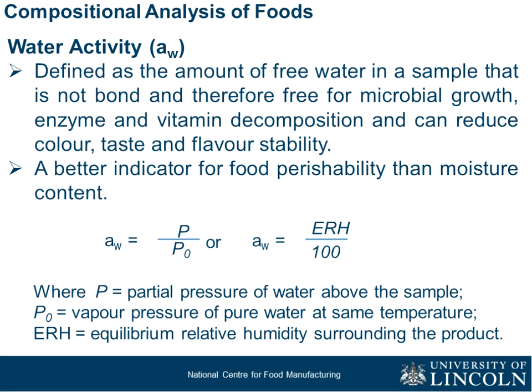If your water is bound to the food, it is not making itself available for microbial growth. You're going to see some variation in moisture content in some foods, and some foods get spoiled quickly while others with high moisture content do not, just because the amount of water available for microbial growth differs. So that is why we tend to use water activity to determine how our food is going to support microbial growth, enzyme or vitamin decomposition.